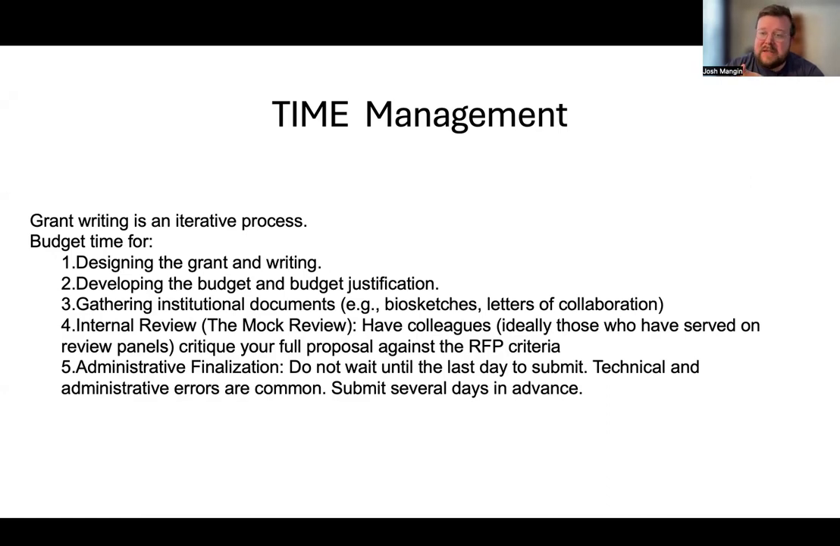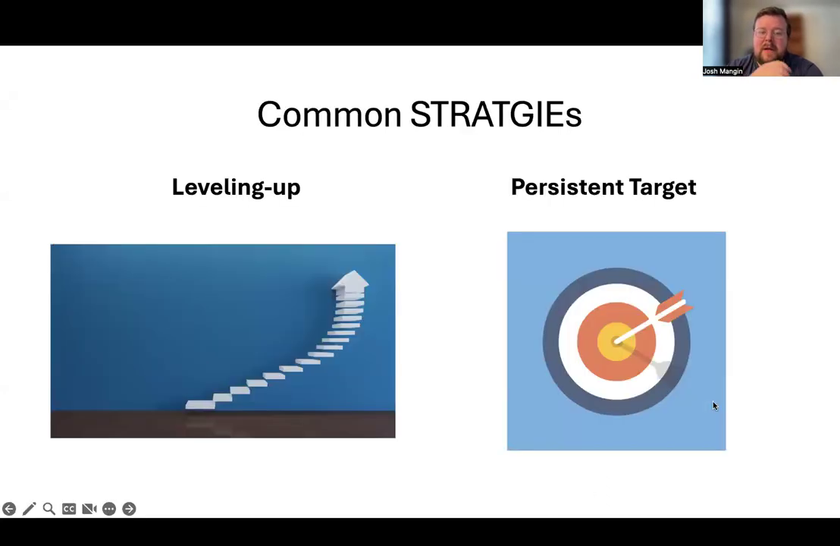Ask, was this understandable? Did you understand that? Is there anything that's confusing or doesn't align or isn't congruent? Really, again, we want a logical flow that gives some sort of clear communication of what we're planning on doing. And as I mentioned, finally, do not wait till the last day to submit. Technical and administrative errors are very common, especially when you're submitting to certain sources. So it's very helpful to submit several days in advance.